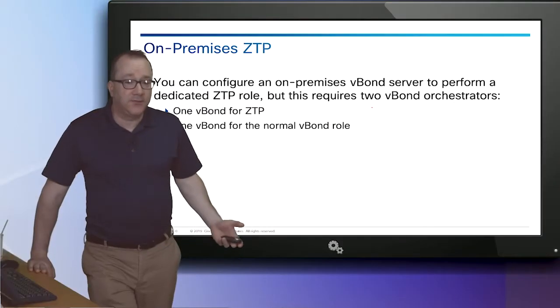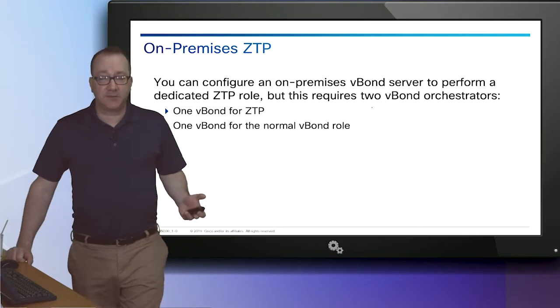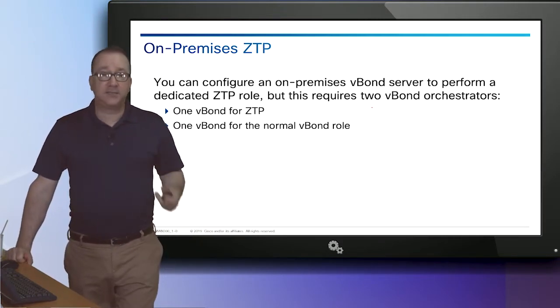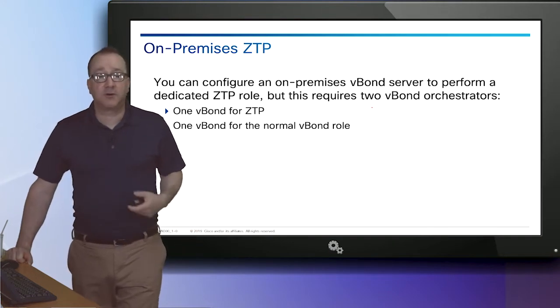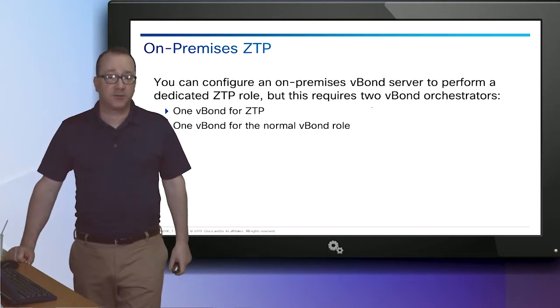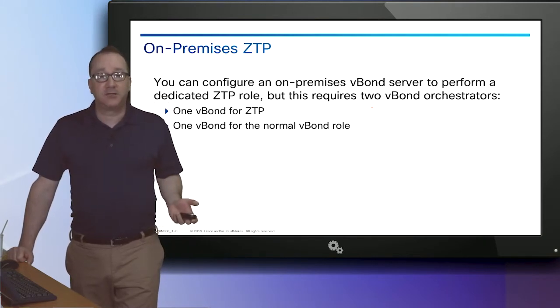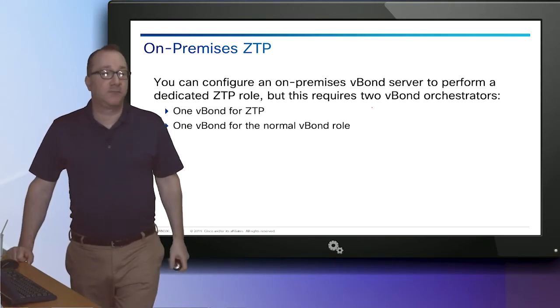You can also do this on premises. Just because we have zero-touch provisioning, and let's say you're local only, if you have on-prem, we can still do this. Now, the only downside here is we're going to require two separate vBond orchestrators to pull this off. The first one's going to be a zero-touch provisioning one, and the second one's going to be your normal vBond.